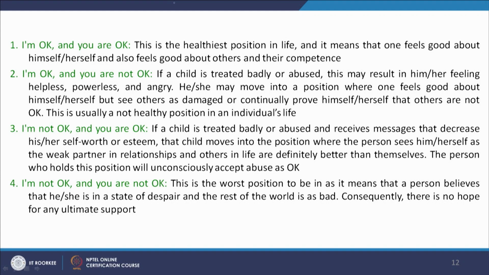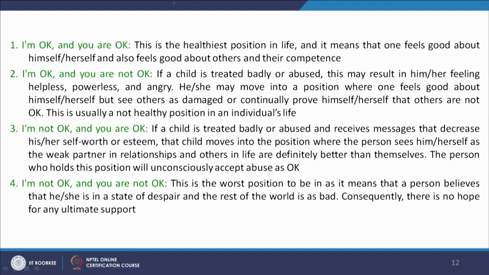Whereas, in the second life position, the child sometimes tries to resist and continuously poses himself to be more competent and better in life. So, this is the third position, that is I am not okay and you are okay. That means, the person perceives the other person to be more competent than himself. And the last is I am not okay, you are not okay.